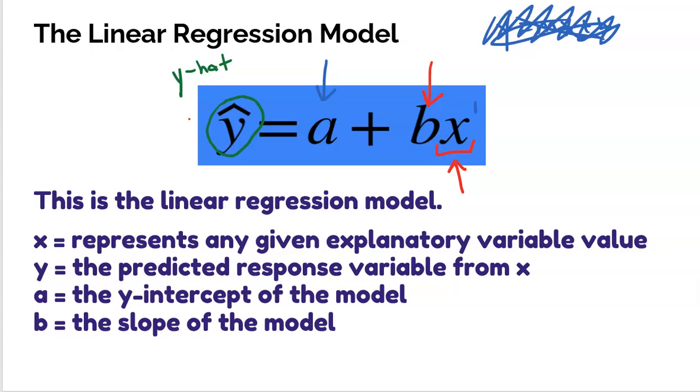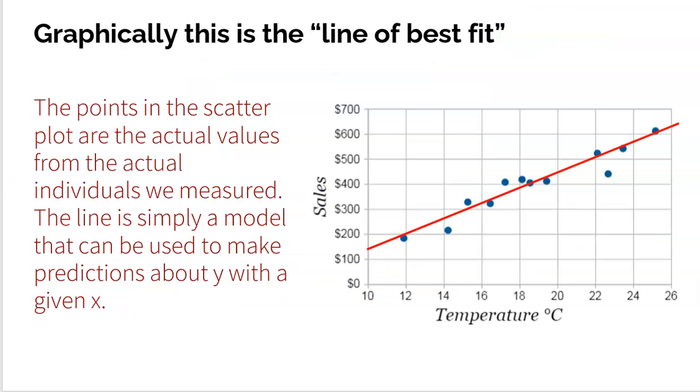X is the explanatory variable. That could change, 10 degrees, 30 degrees, 14 degrees, whatever you want it to be. And then out comes a predicted value. In our example, sales of ice cream. So let's actually see the model for our problem.